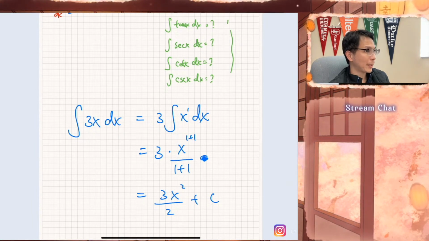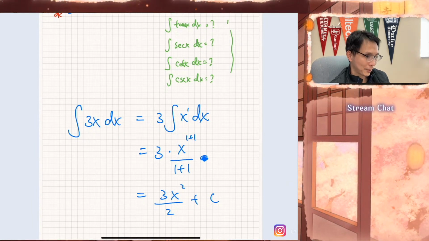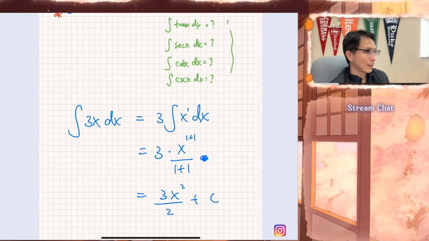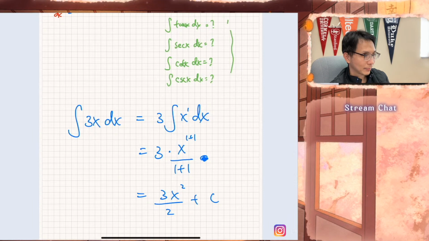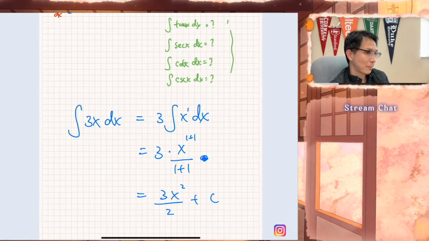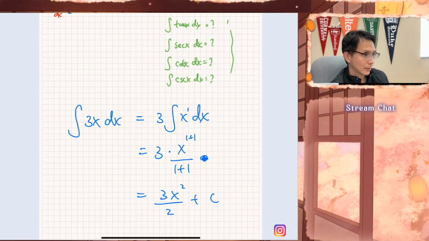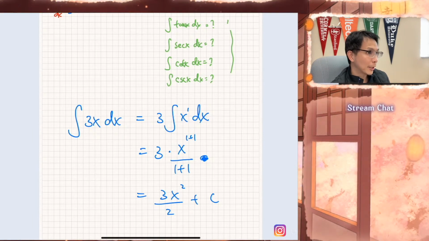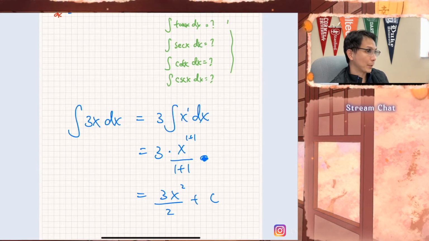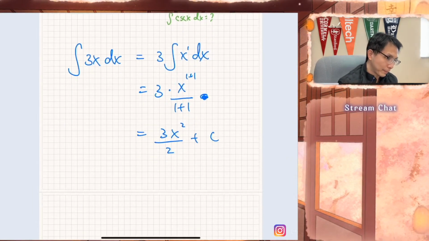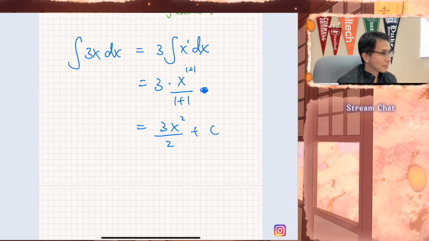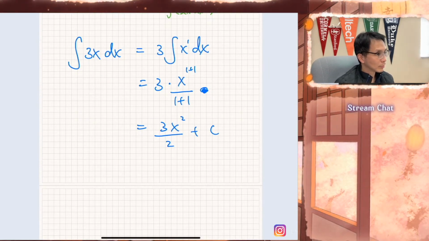You don't have to be a calculus student to know how to do this. You can be in kindergarten. You can do this, except you won't know the reason why. So integration, anybody can do it. You don't have to be a rocket scientist to do integrals. Does that make sense? Are we okay?